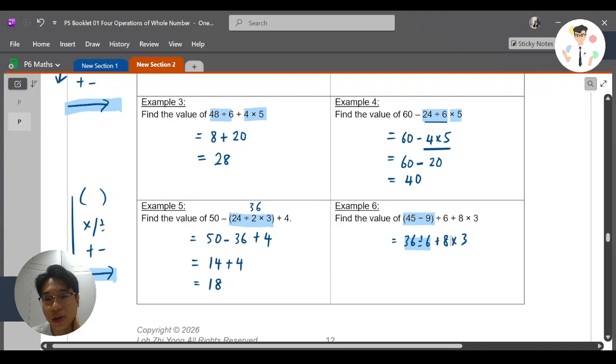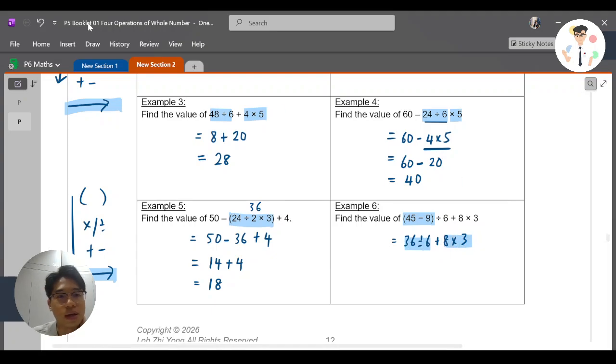And plus 8 and plus 3, I know I need to do this times first. So I do this and I do this. Then I add them together. So it will be equal to 36 divided by 6, 6. 8 times 3, 24. So 6 plus 24, that gives you 30. Okay, so far so good. And that is basically the 6 examples that I have for you to try and to help you to understand so that you can try in the next page.